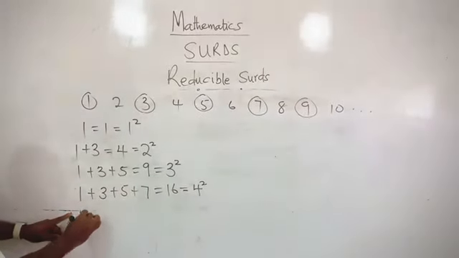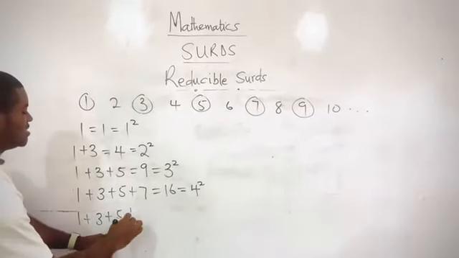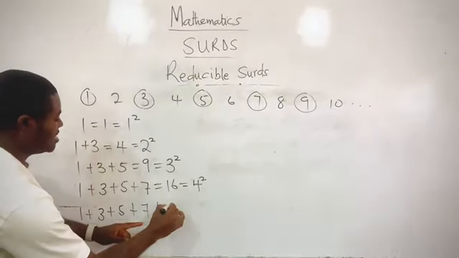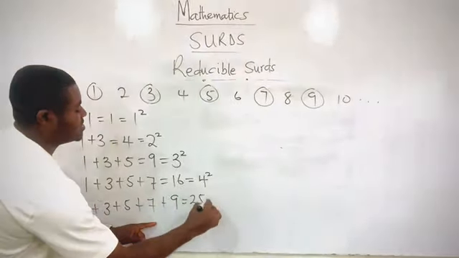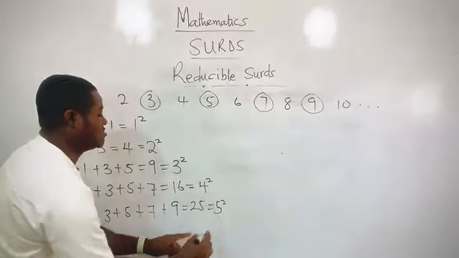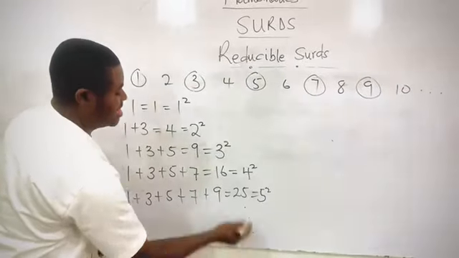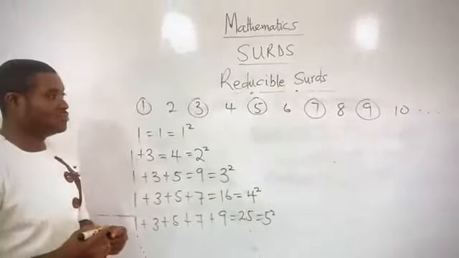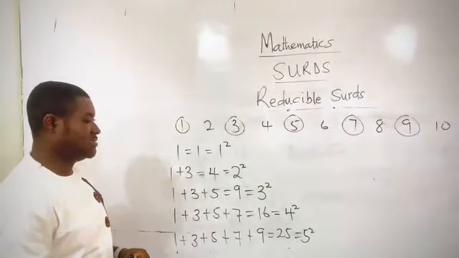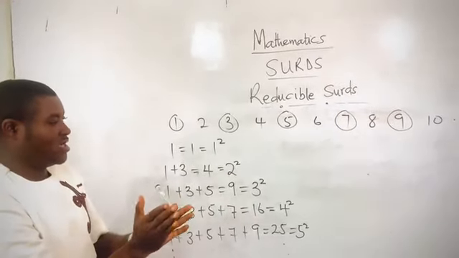We have 1 plus 3 plus 5 plus 7 plus 9, the answer is 25. 25 is simply 5 raised to the power 2. This can continue in that order to generate all the perfect squares. So when we add consecutive odd numbers, at the end of the day, we get what we call perfect squares.